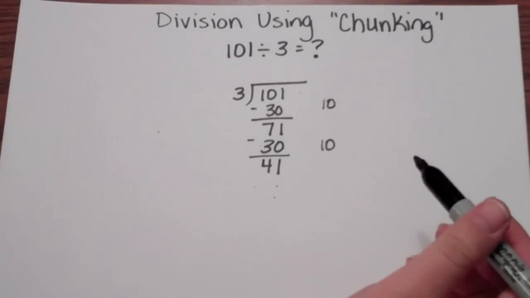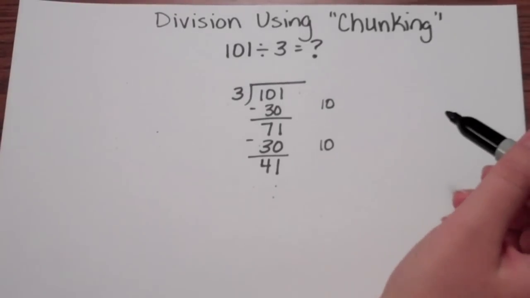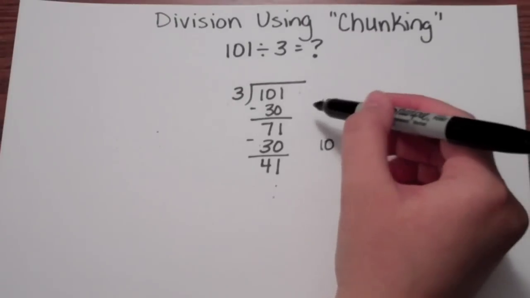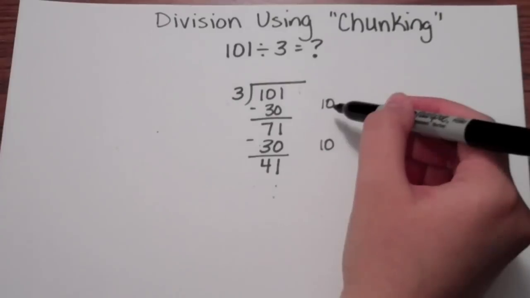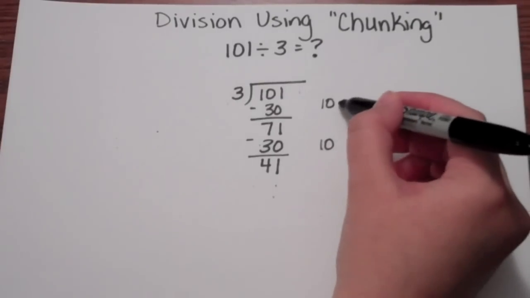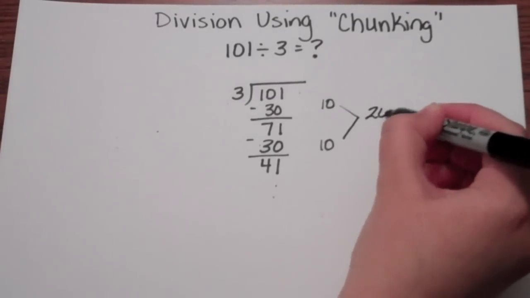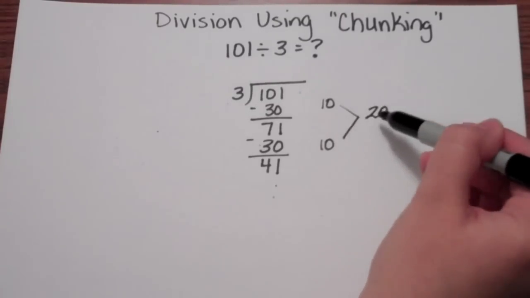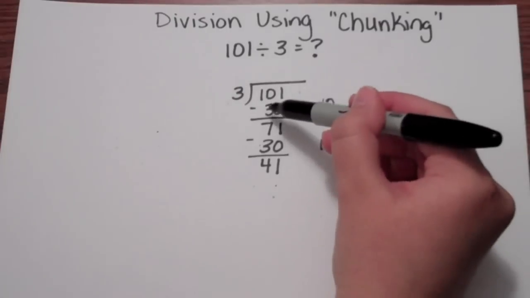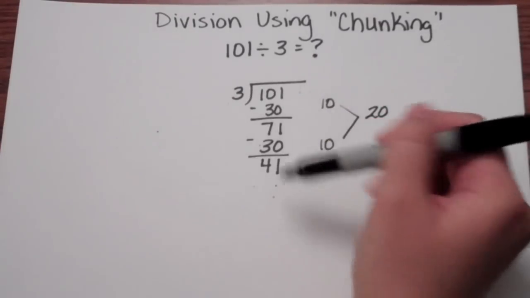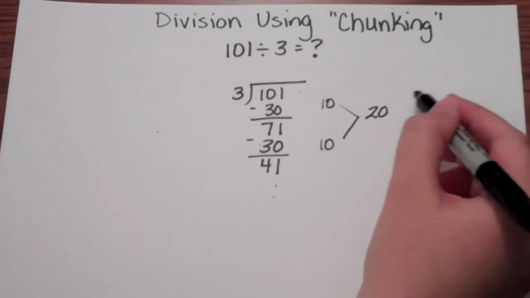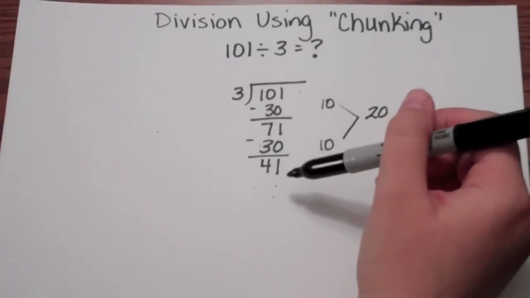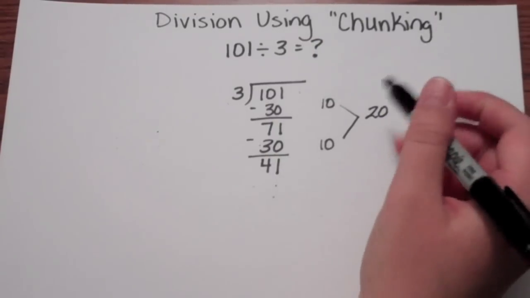Now I want to pause here and say, if you'd like to do this a faster way, and you recognize if I take out 10 threes, that would be 30, I could take out 20 threes, and that would be 60. You could go ahead and take out bigger chunks, such as 20 threes, and subtract 60 and get you right to 41, or even 30 threes, you would get 90, and that would bring you even lower. But let's start simple for now.